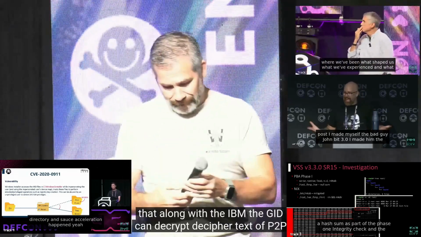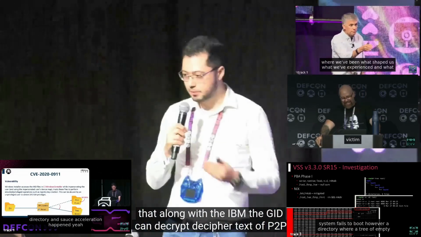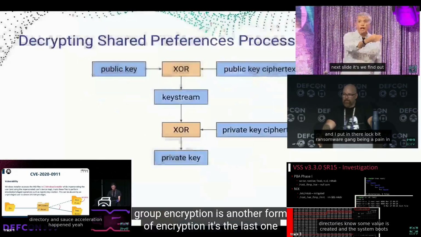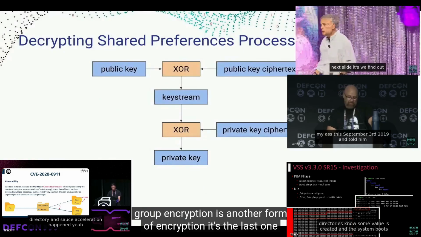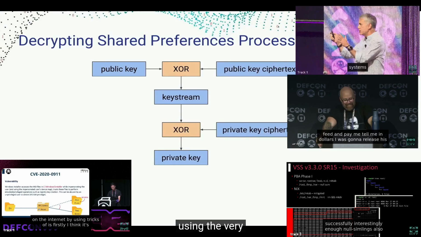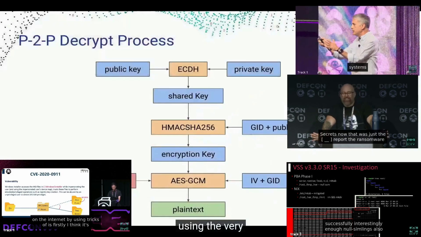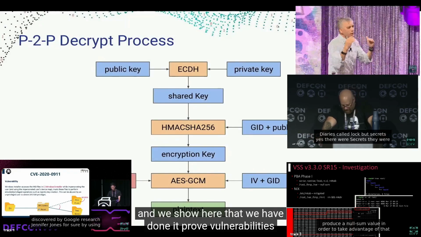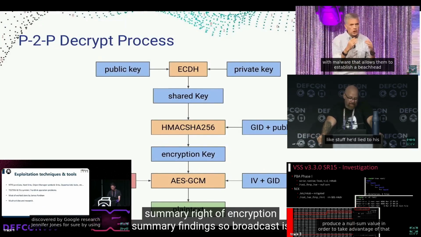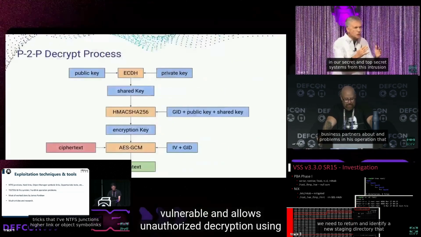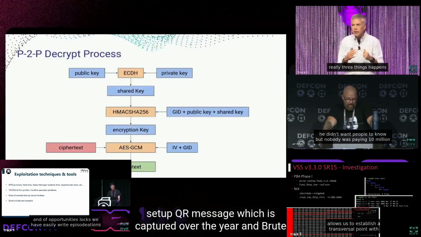Let's summarize this so everybody is on the same page. We get the public key and the public key ciphertext in the XML. We XOR them to get the key stream. Then we XOR the key stream with the private key ciphertext to get the private key. With the public key and the private key, we use ECDH to get the shared key. The shared key is used within HMAC SHA-256, along with the GID and public key, to get the encryption key. That, along with the IV and the GID, can decrypt the ciphertext of P2P encryption.